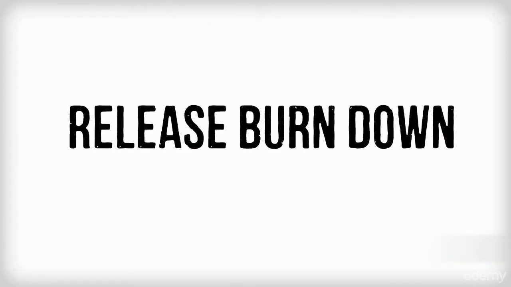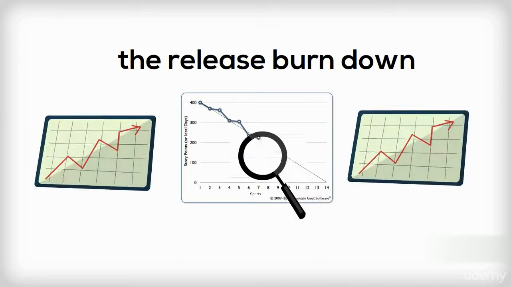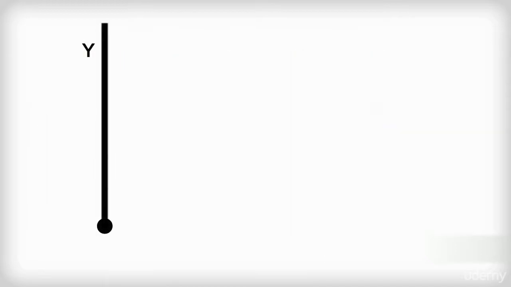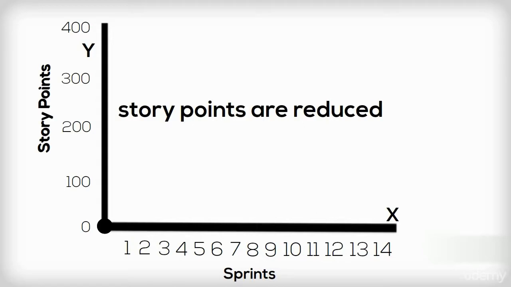Release burndown. Once a plan is made, the release burndown can be used to track release plan progress. The release burndown works on exactly the same principle as the sprint burndown, but, believe it or not, the release burndown is showing the progress in the release as opposed to the sprint. On the y-axis, we are showing the number of story points remaining in the release. On the x-axis, we are showing the number of sprints remaining in the release. As work is completed from sprint to sprint, story points are reduced or burned down.